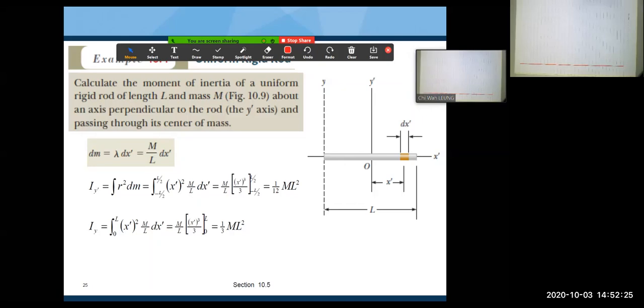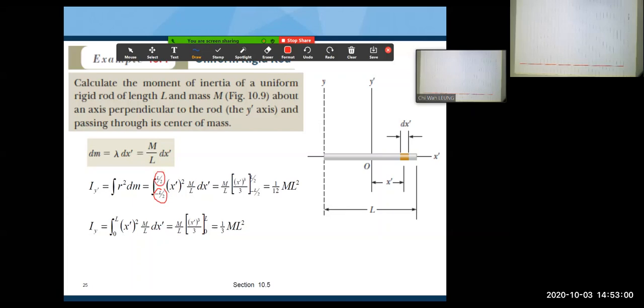What if you rotate the rod about its end? So you see there are two equations for I, two equations for moment of inertia. One is for rotation about its center of mass, 1/12 mL squared. The other one is for rotation about its end. So the integration is slightly different. As you could see, the difference is at the starting and the ending positions.